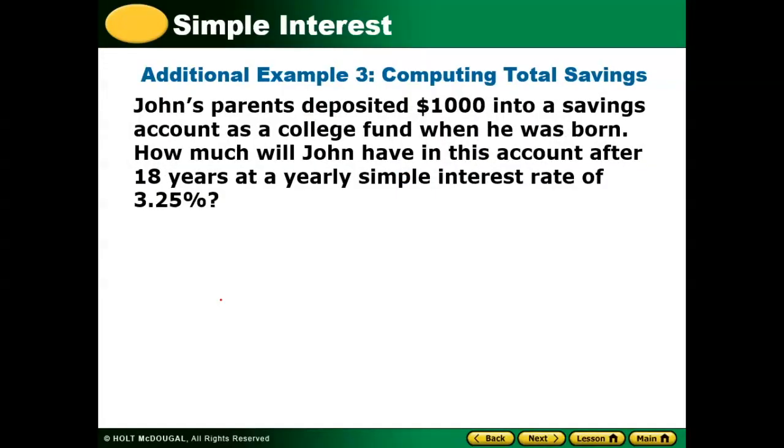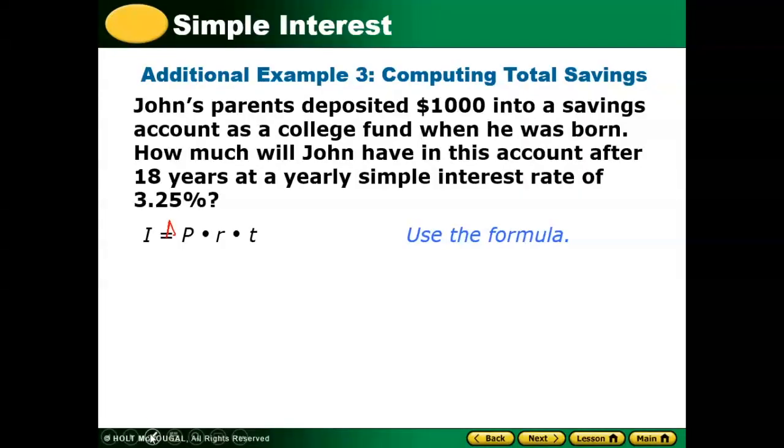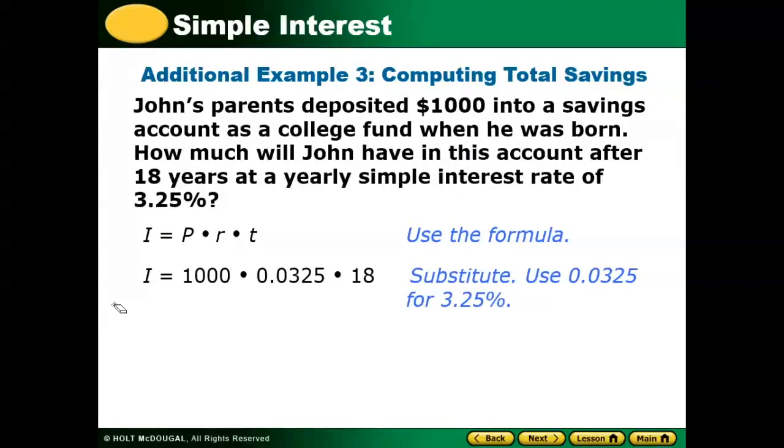So now let's figure out example 3, computing total savings. John's parent deposited $1,000 into a savings account as a college fund when he was born. How much money will John have in his account after 18 years at a yearly simple interest rate of 3.25%? Oh, actually, I'm not going to write it out because it's going to be popping up here. So I equals PRT.